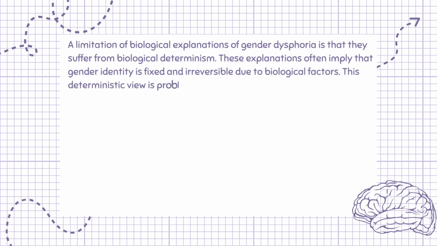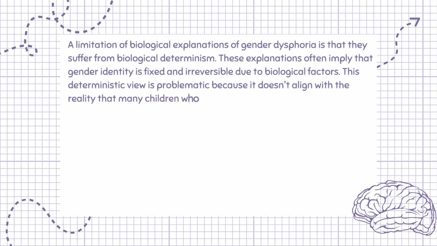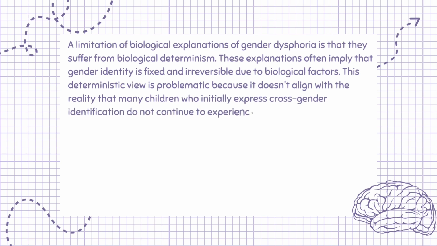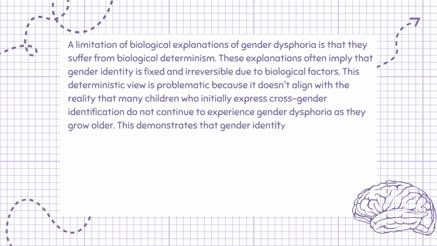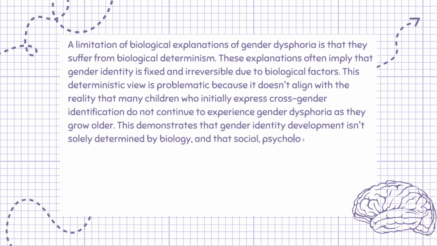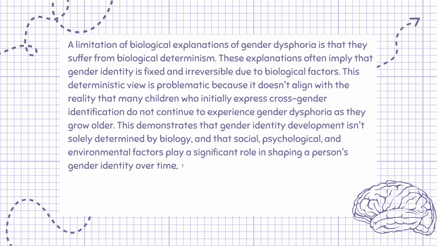This deterministic view is problematic because it doesn't align with the reality that many children who initially express cross-gender identification do not continue to experience gender dysphoria as they grow older. This demonstrates that gender identity development isn't solely determined by biology, and that social, psychological, and environmental factors play a significant role in shaping a person's gender identity over time.